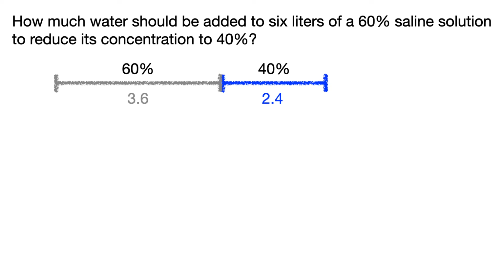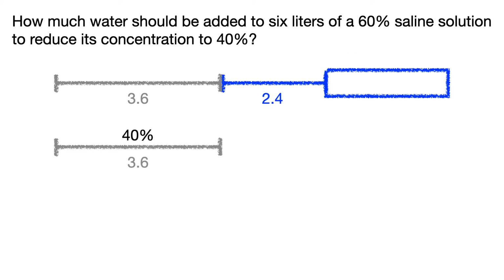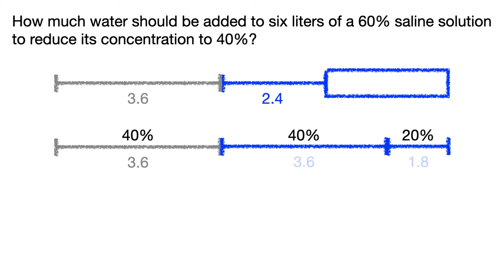Now we're going to reduce the concentration by adding some water, represented by this bar. If we're trying to reduce the salt to 40%, this means that 60% will now be water. And notice I've broken this down into 40 plus 20% of water. That's because it will allow me to quickly fill in the measured amounts of water, 3.6 and 1.8 liters respectively.